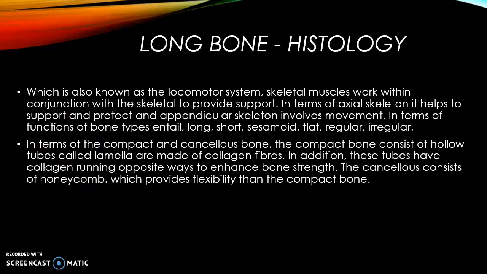In terms of the compact and the cancellous bone, the compact bone consists of hollow tubes called lamella, made of collagen fibres. In addition, these tubes have collagen running opposite ways to enhance bone strength, whereas the cancellous bone consists of honeycomb, which offers more flexibility than the compact bone.